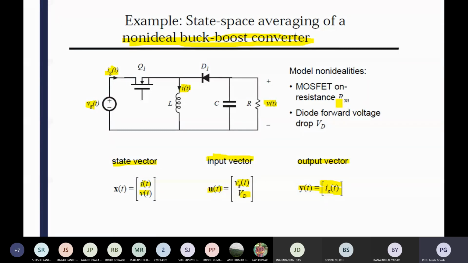Model non-idealities means that in ideal cases you do not consider those parameters. So when the model is non-ideal, which parameters are considered here? First, we consider RDS(on), the MOSFET on resistance, and the diode forward voltage drop, called Vd. These two non-idealities you have considered here. It is your state variables matrix.